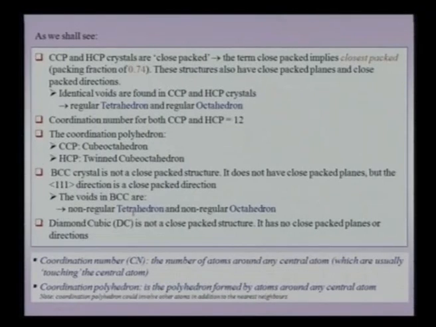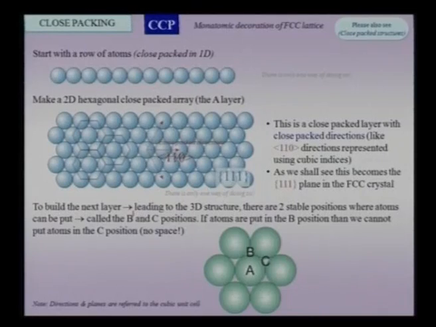The diamond cubic structure is not a close-packed structure. It has no close-packed planes or close-packed directions. We had mentioned this briefly, but we will revisit the concept again. So let us try to understand how we form the cubic close-packed structure, starting with, for instance, a single atom, then with a row of close-packed spheres, then going on to a plane of close-packed spheres, and finally to the three-dimensional structure, which is the cubic close-packed structure.